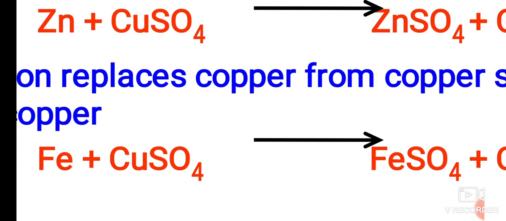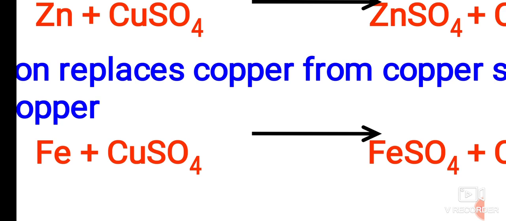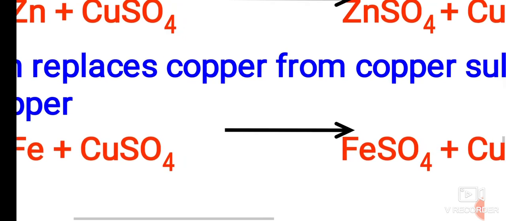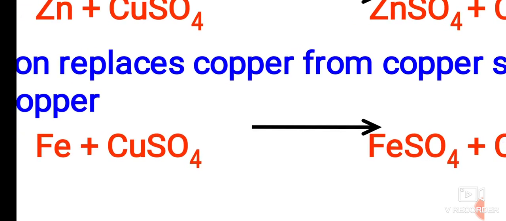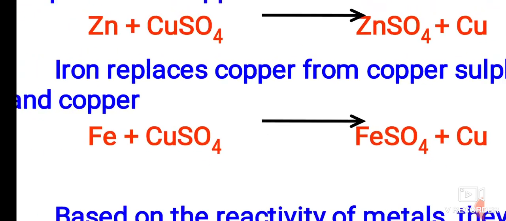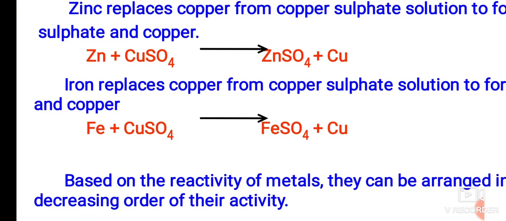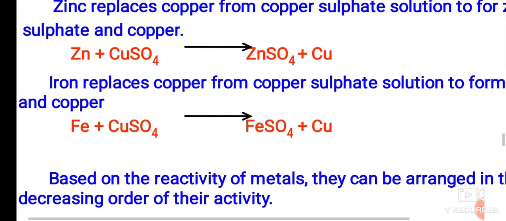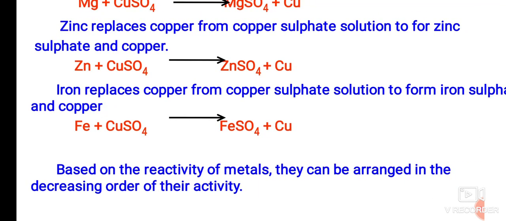Same as here in this reaction, iron plus copper sulfate gives rise to ferrous sulfate plus copper. That means iron is more reactive than copper. So there are different metals. Some are reactive, some are less reactive. Based on the reactivity of metals, they can be arranged in the decreasing order of their activity.